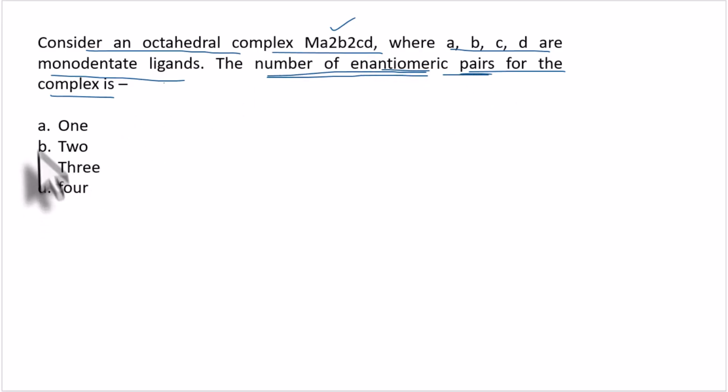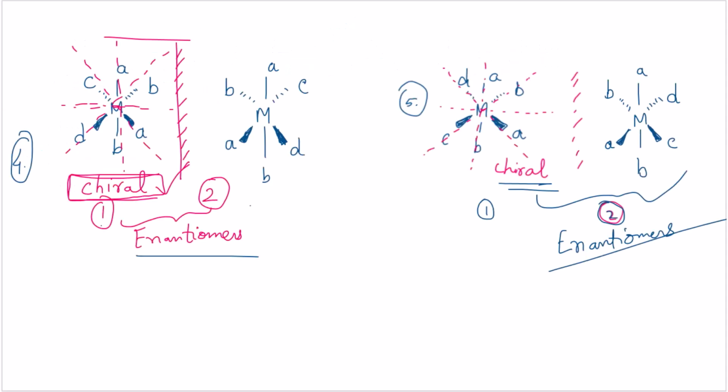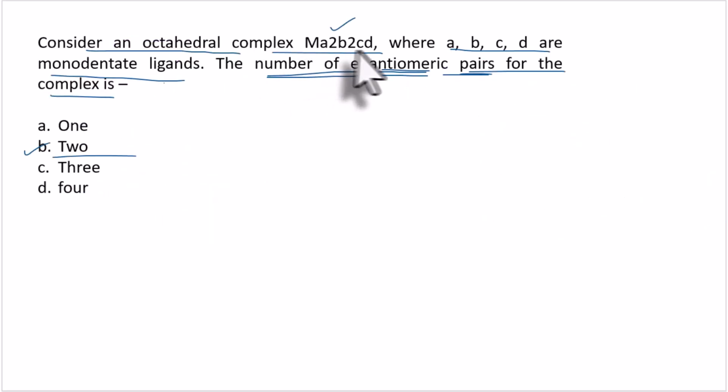So your answer should be 2. Yes. We just saw how the 2 ligand combinations, 4th and 5th, which are chiral, give rise to mirror images that are the enantiomers. So 2 pairs of enantiomers will be there for the Ma2B2CD complex. So I hope it is clear, and you can see that the same question has been asked in different manners in different years.